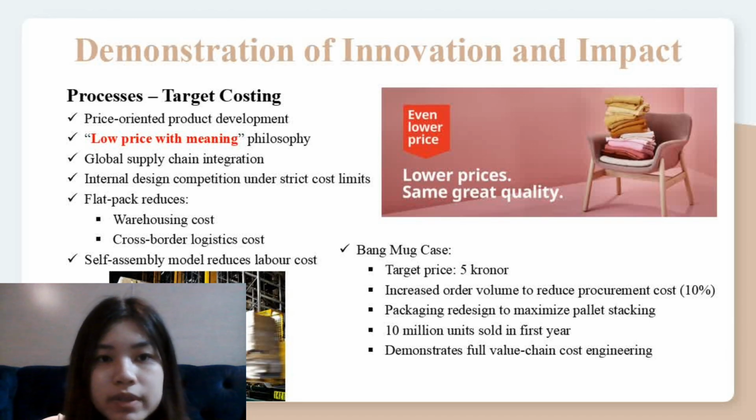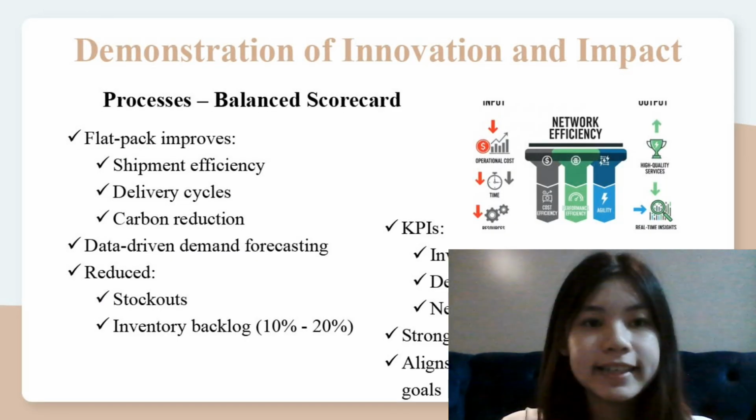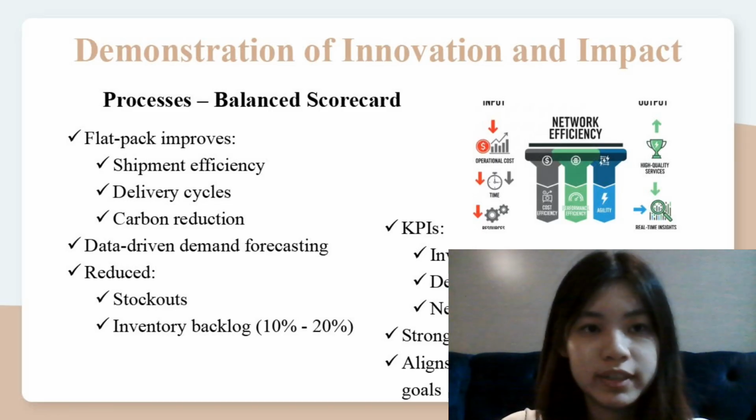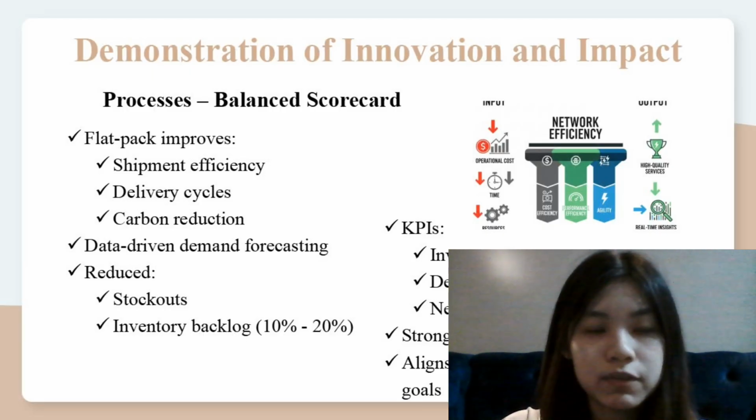A perfect example is the Bankmat. IKEA uses the Balanced Scorecard to ensure that its operational processes are not only efficient but also aligned with sustainability goals. The flat pack system improves shipment efficiency, shortens delivery cycles, and reduces carbon emissions. By optimizing logistics, IKEA minimizes both cost and environmental impact.